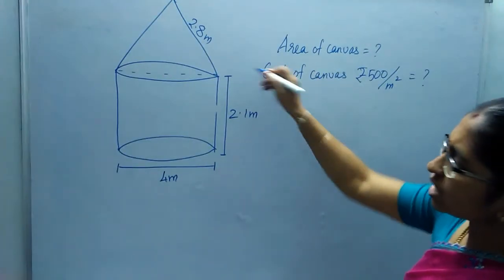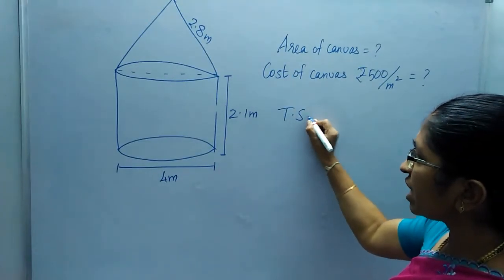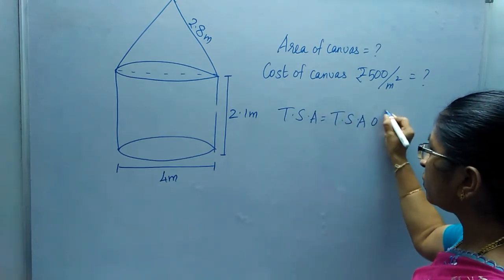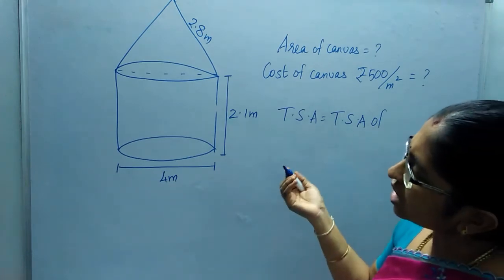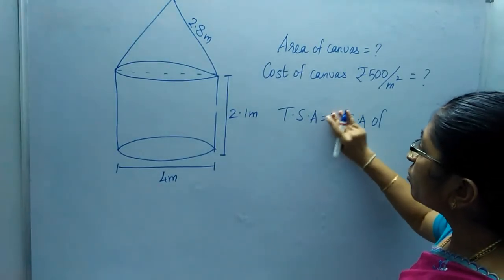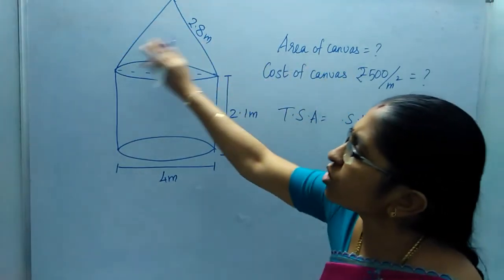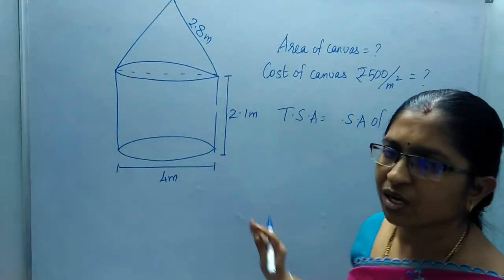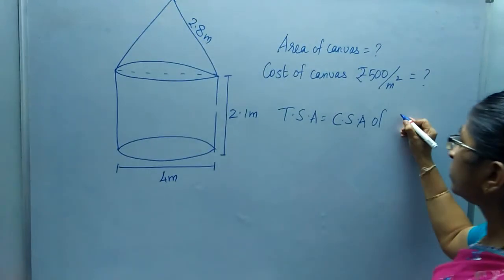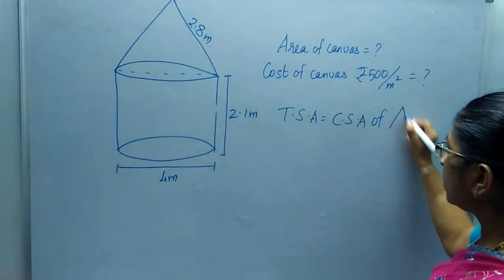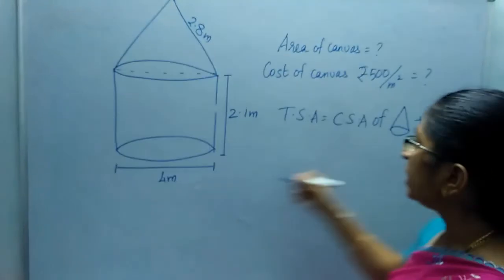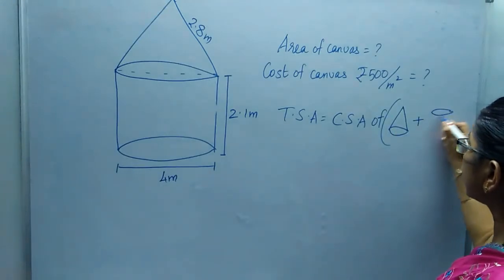Okay. What is the area of the canvas? Total surface area would apply if it were covered completely. But here it is not covered completely. Canvas in the sense only the top portion will be covered as well as the side. In that case, CSA is enough. CSA of cone plus CSA of the cylinder. So I can write like this.